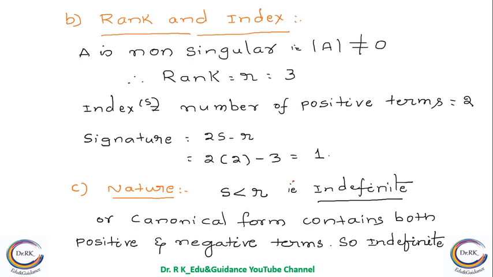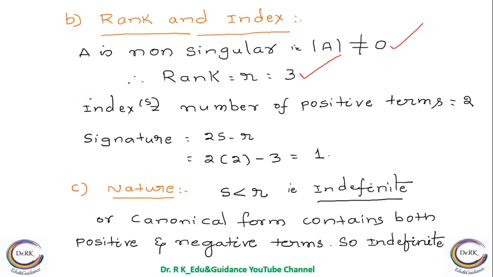Once we have this canonical form, based on this we can discuss its nature. Here we'll see rank and index if they ask for them. Here A is a non-singular matrix, if we can verify it. So A is a non-singular matrix where its determinant is not equal to 0. Even when we do the transformation, it is becoming a non-singular matrix. When that is not equal to 0, then the rank of the matrix is equal to 3, right?